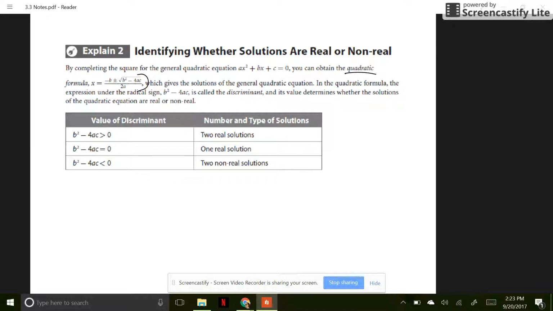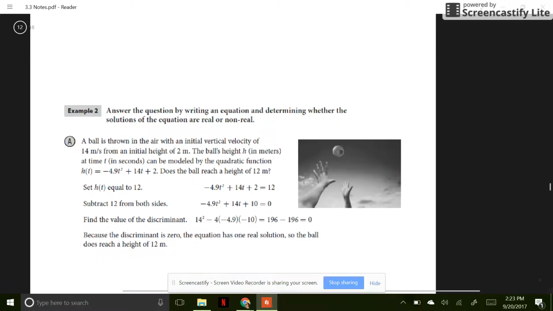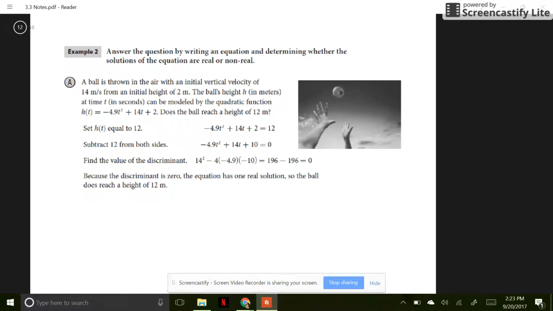So the quadratic formula, the part under the radical sign, the b squared minus 4ac, is called the discriminant, and its value will determine whether the solutions are either real or non-real. So if our discriminant is greater than 0, we'll have 2 real solutions. If it's equal to 0, 1 real. And if it's less than 0, we'll have 2 non-real solutions. So we can use these in some word problems to determine some situations.